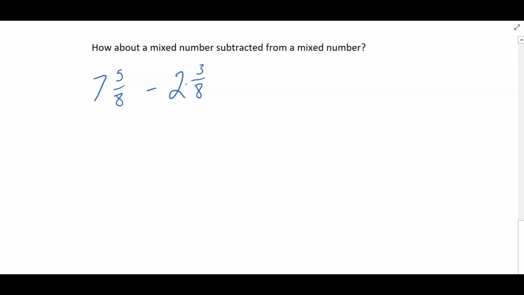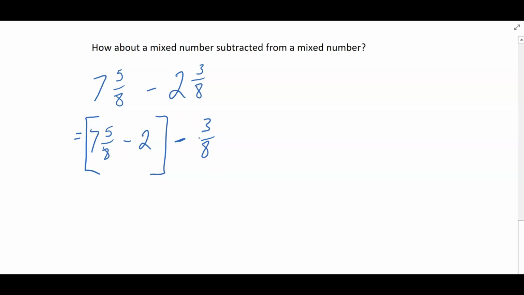Well, picture that tape measure again. First, just subtract the 2. 7 and 5/8, subtract a whole 2, would put me at 5 and 5/8. So this can be rearranged as well. So this is equal to 7 and 5/8, subtract 2. I'm going to do that first, and then we will still subtract 3/8 from it.